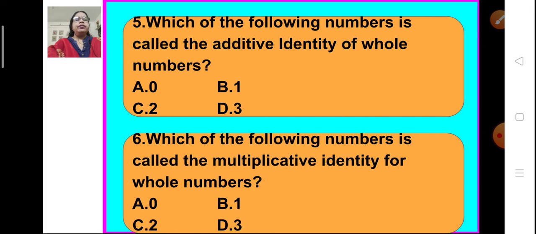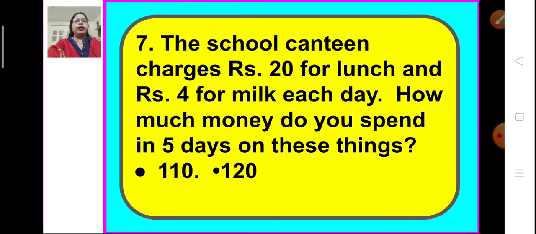Question number 5. Which of the following numbers is called the additive identity of whole numbers? That means which of the numbers, when added to a whole number, leaves the number the same. What is that? Find it out. Then question number 6. Which of the following numbers is called the multiplicative identity for whole numbers? Which number, when we multiply it with a whole number, leaves the whole number the same? Think about it and find it out.